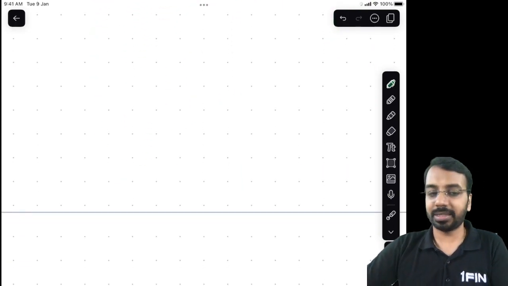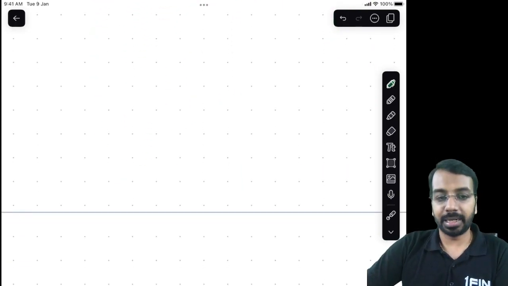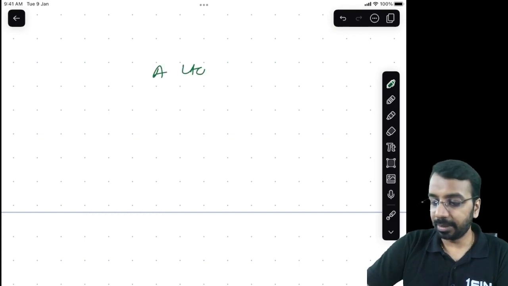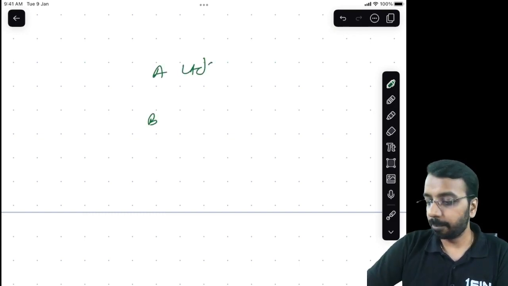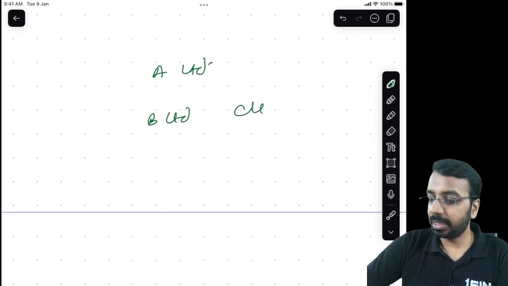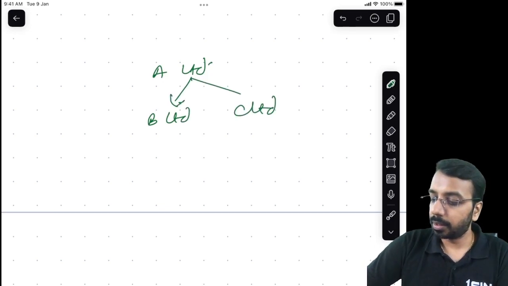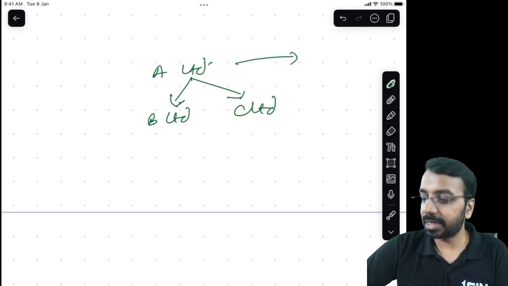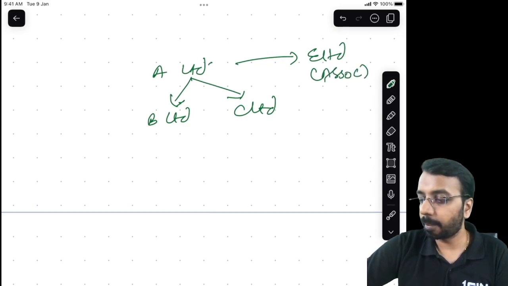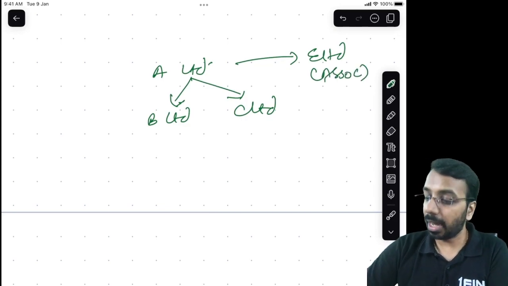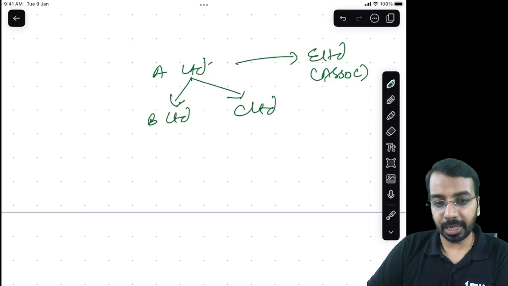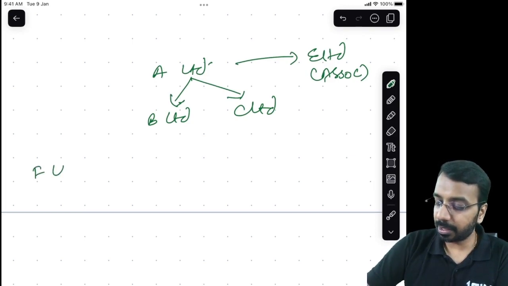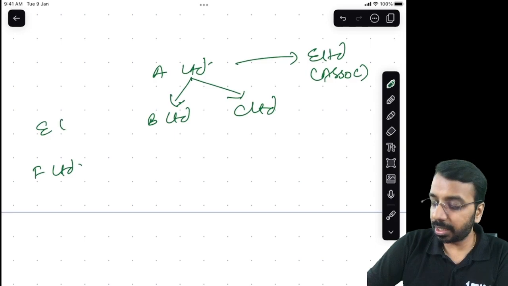Now let's say, for example, you have one entity A Limited, you have two subsidiaries B Limited and C Limited. So these are your subsidiaries B Limited and C Limited. A also has an associate company which is E Limited. This is an associate. Okay. Now there is one more entity which is F Limited, which is a subsidiary of E Limited.